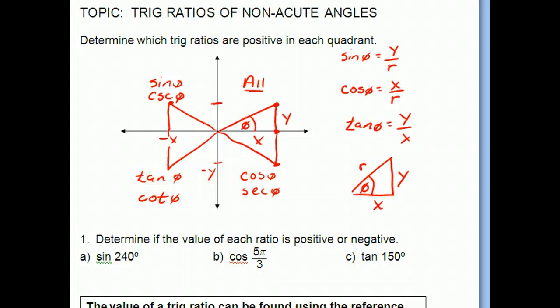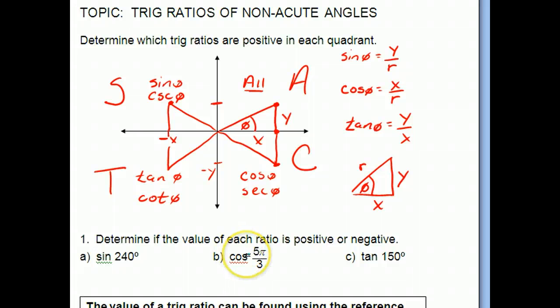So a nice little acronym to help us remember which trig functions are positive in which quadrants is CAST. So C, meaning cos, and its reciprocal secant is positive in this quadrant. A, for all the trig functions are positive in quadrant 1. S, for sine is positive in that quadrant along with its reciprocal cosecant. And T, spelling CAST. It's just a nice little way to remember which trig functions are positive in which quadrants.